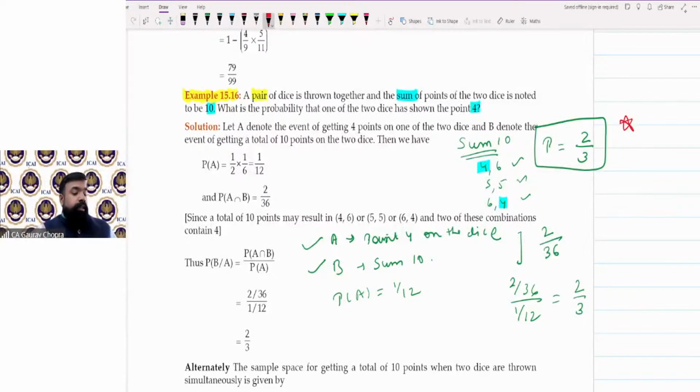Priyanka is saying 7 plus 3 is also 10. But the dice does not have number 7. Therefore, you cannot take 7 plus 3. All right, Priyanka?